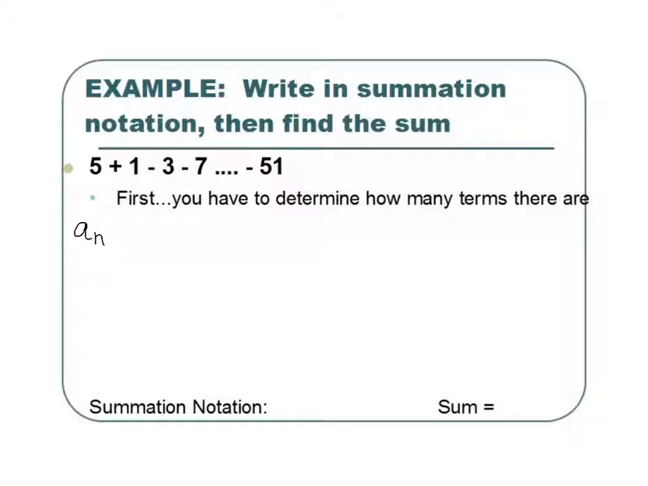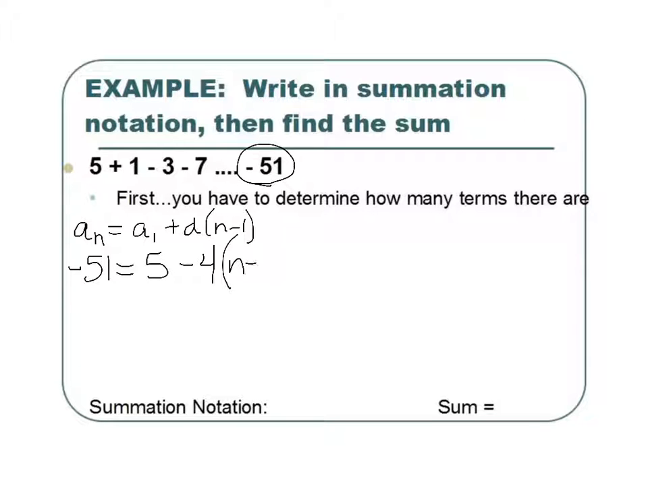So go back and use your arithmetic explicit rule that says you have to start with the first term and then you're going to add d n minus 1 times. Well, I'm going to put in this negative 51 here. So negative 51 is my nth term. My first term is 5. I am subtracting 4 n minus 1 times. So I'm going to look for this n as the nth term. So it's negative 51. N is what I'm looking for to see how many terms it would take to get to that value. So let's do a little bit of algebra.